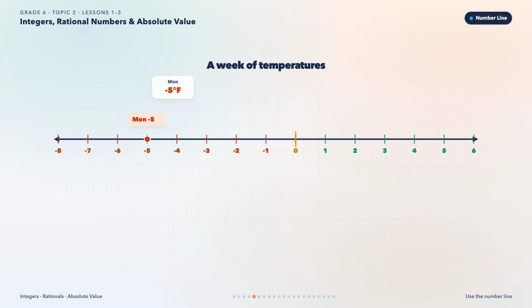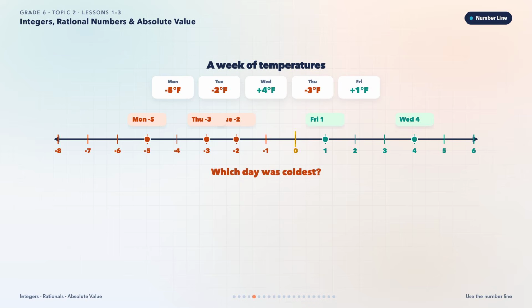Monday, negative 5 degrees Fahrenheit. Tuesday, negative 2. Wednesday, 4. Thursday, negative 3. Friday, 1. Which day was coldest? Negative 5 is farthest left, so it is the smallest temperature. Monday was coldest, at negative 5 degrees.